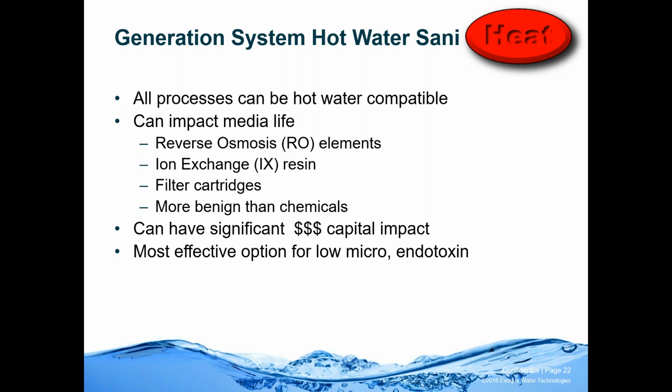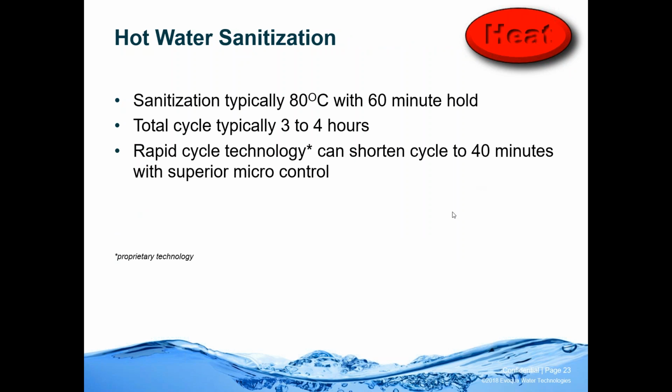But if you need really low micro, really low endotoxin, the hot water sanitization is certainly going to be the most effective. It's mostly done at 80 degrees C, and those units can be designed for that or even a little higher. A 60-hour hold is typical. So that total cycle, heat up, hold, cool down, 3 to 4 hours is a pretty good range.